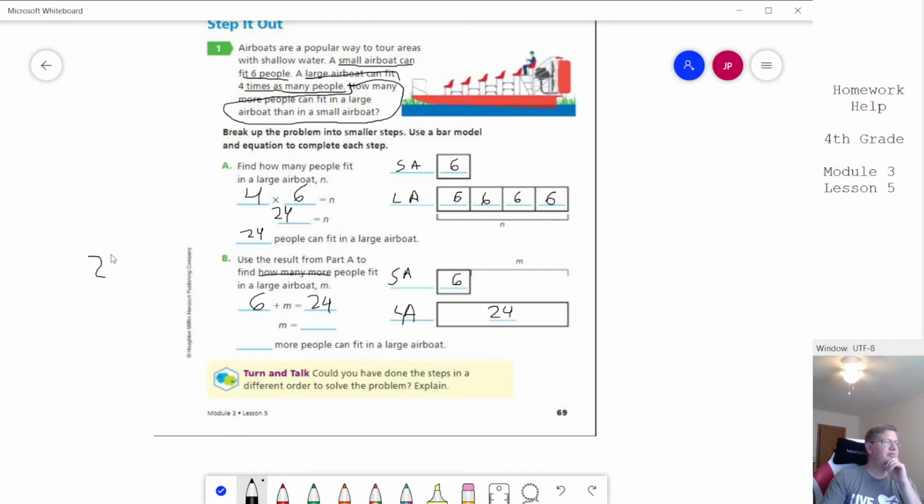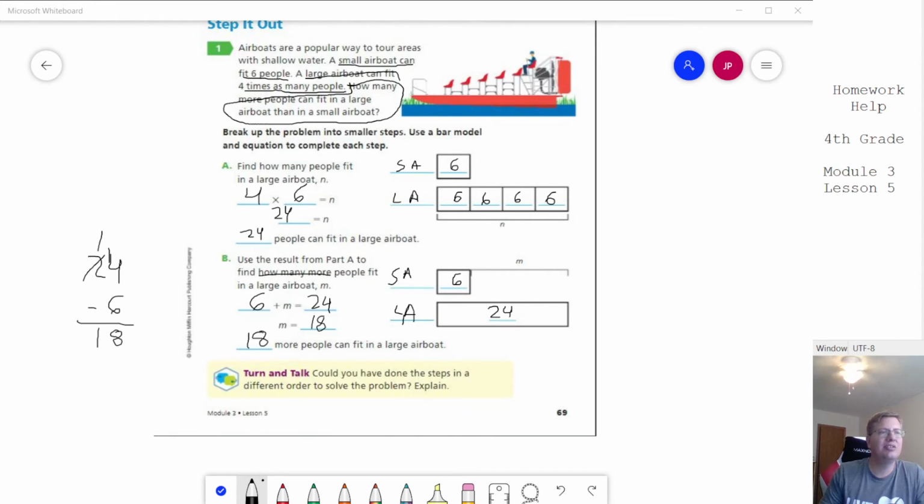We would do 24 minus 6. And again, the first thing I always remind the students, can we start with 4 of something and take 6 away? No, we cannot. So we need to borrow. We're going to cross through. And 14 minus 6 is going to give us 8. And then we can bring our 1 down, so we would end up with a value of 18 for m, and that means 18 more people can fit in the large airboat.